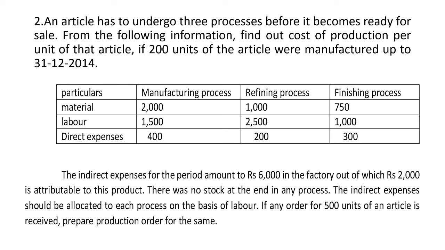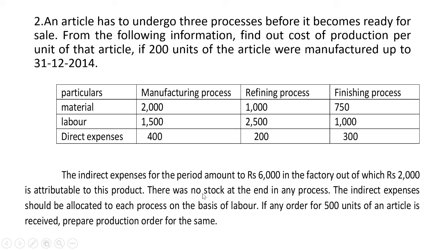Okay, now you can see here, if 200 units of articles were manufactured, it is the manufacture up to 31st December 2014. They have also given the details of the manufacturing process, refining and finishing processes. And you can see the indirect expenses for the period amount to rupees 6,000 in the factory, out of which rupees 2,000 is attributable to this product.